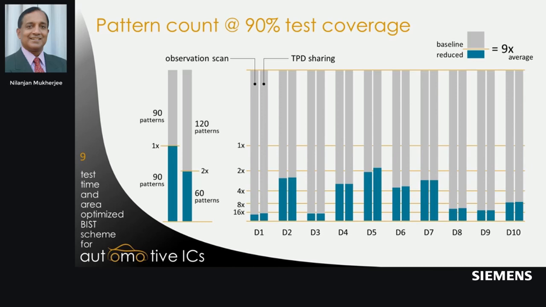Now if you look at the pattern count results for the 10 industrial designs, you'll notice that with observation scan, the pattern count decreases anywhere between 2x to more than 16x. On average, there is a 9x reduction in pattern count, which directly translates to test application time savings.